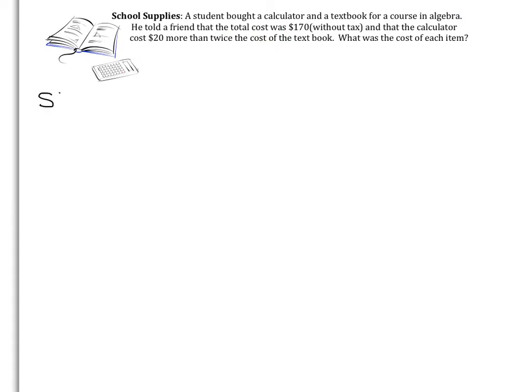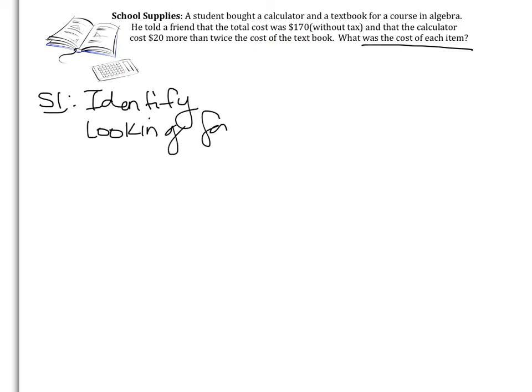So step 1 is identify. What are we looking for? Well, we're looking for the cost of each item. What are the two items that we have? So we're looking for the cost of the calculator, and we're also looking for the cost of the textbook.